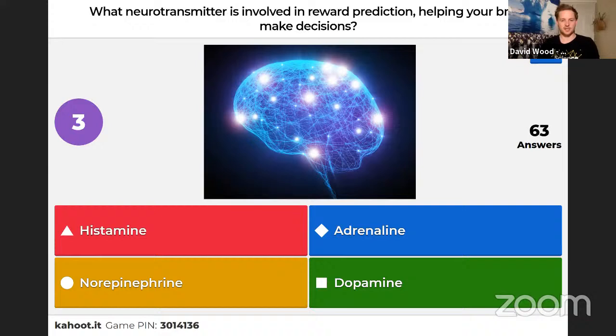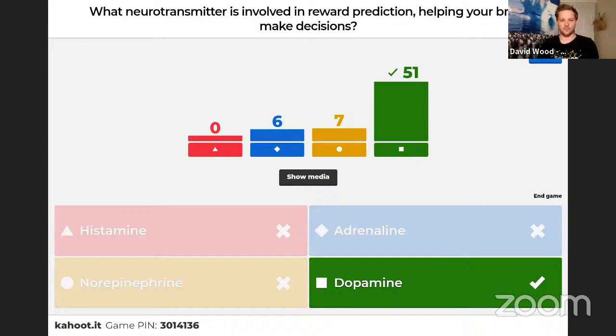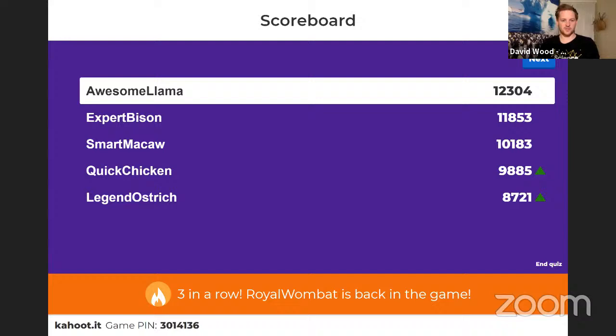It was, of course, dopamine. Well done. Let's see how we're doing. Awesome Llama, well in the lead. Expert Bison in second place, though, could maybe catch up. We'll see.